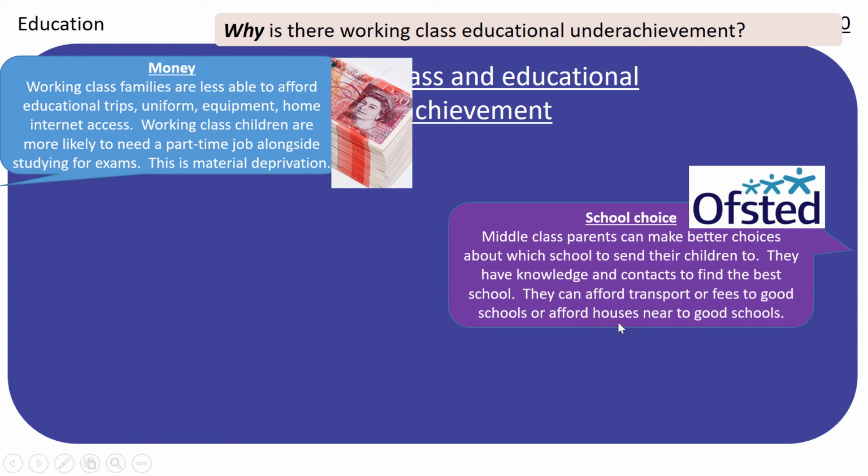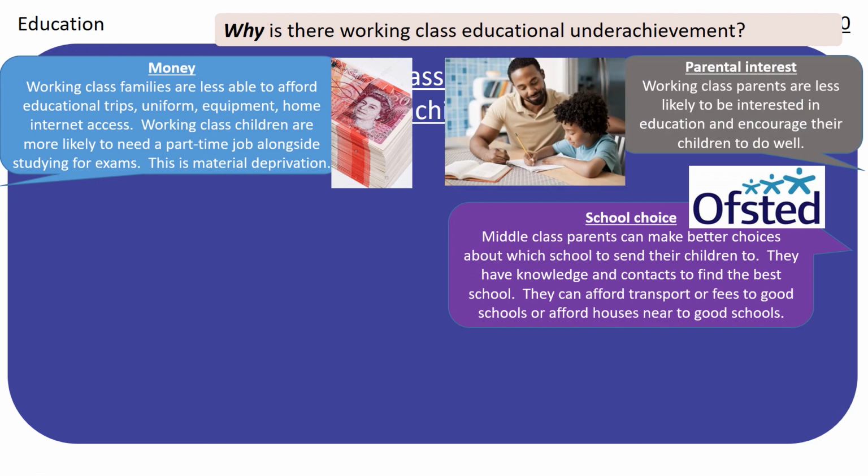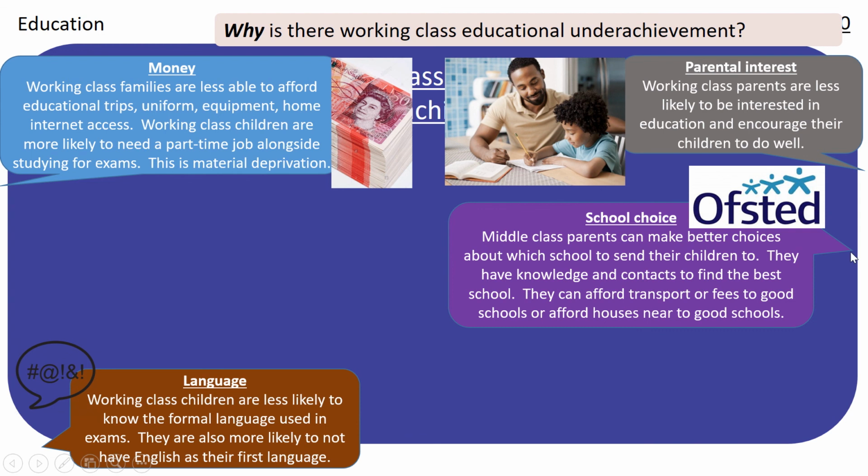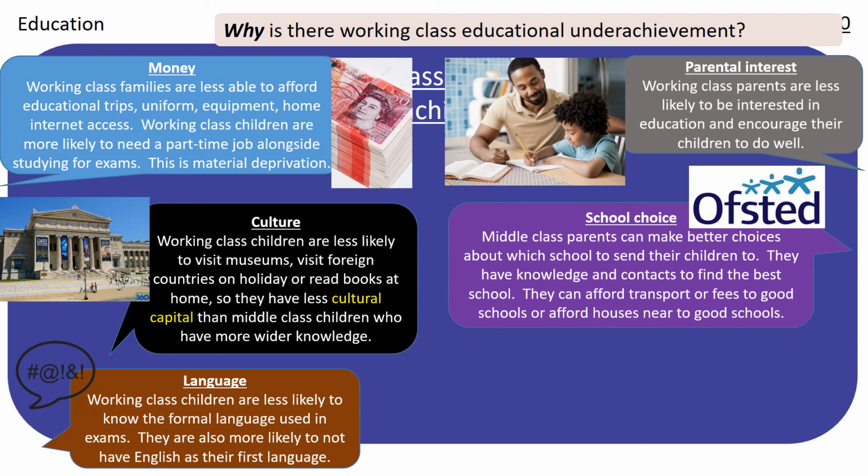And this is important, by the way. When you get older and you look at buying or renting houses, you'll find that houses that are near to good schools cost an awful lot more than houses that are near to bad schools. And so it's middle-class parents who can afford those good schools. Parental interest, we discussed that, parents supporting their children. The language that they use, we discussed that. Also, working class children are more likely not to have English as their first language, which will affect their educational attainment. We discussed culture. I used reading as a previous example.